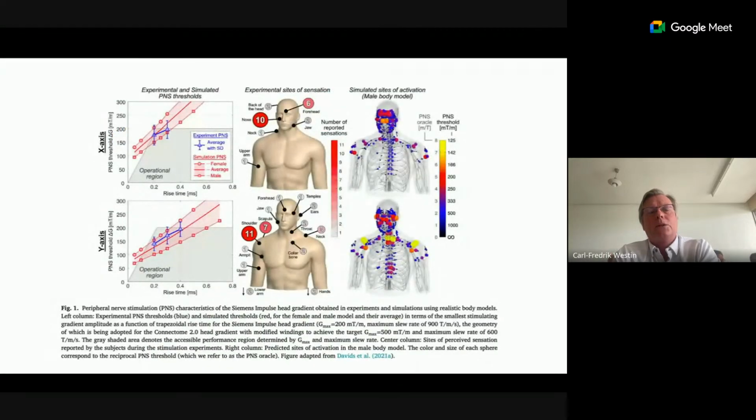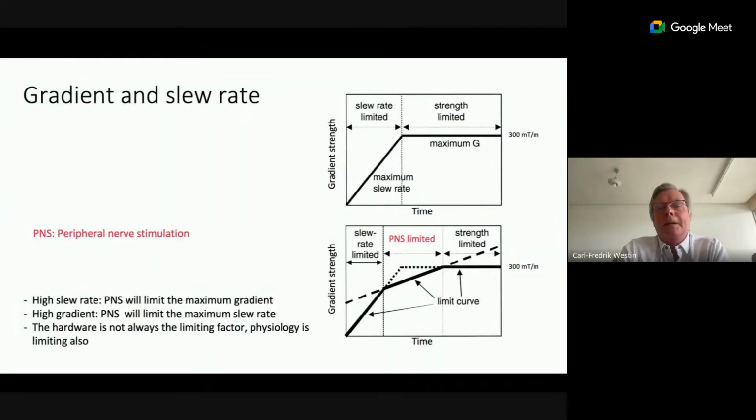They also did a study on how this nerve stimulation affects things, and here's a simplified version of this. Basically, if you want to slew very fast, you cannot have a large gradient, and if you have a large gradient, you cannot slew very fast. You can do either or, and in the middle you have this nerve stimulation limitation, and you really have to be careful with what you can do when you have these very strong gradients.